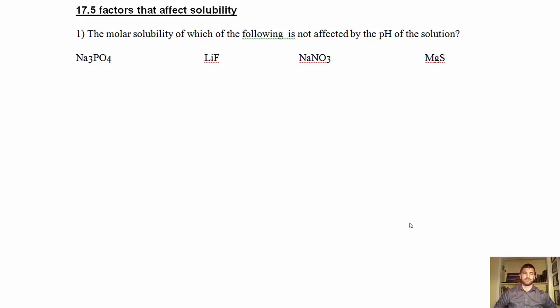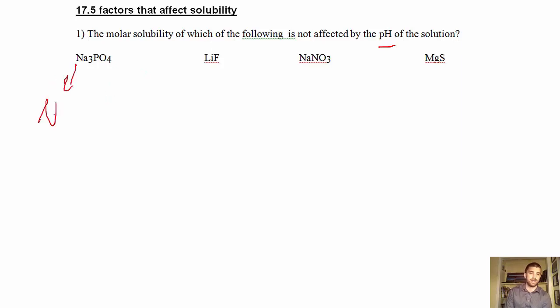Mr. Johnny here again, looking at 17.5 factors that affect solubility. So the first question: the molar solubility of which of the following is not affected by the pH of solution? It's important to look at what's going to happen when we put these things into solution.